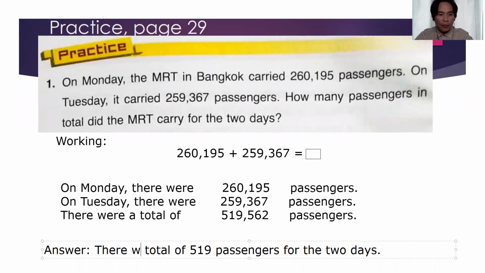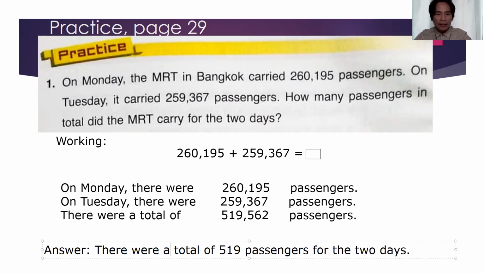There were a total of 519 passengers for the 2 days. You have to delete these words. So it's okay. Anyway, it's in the paragraph.